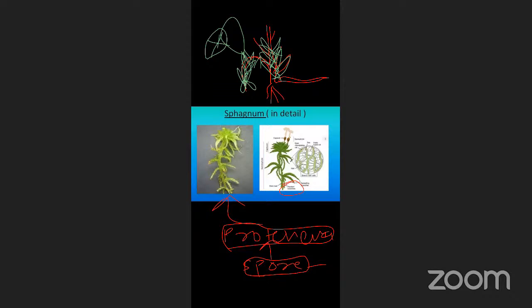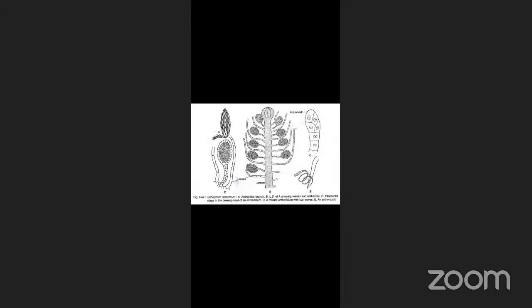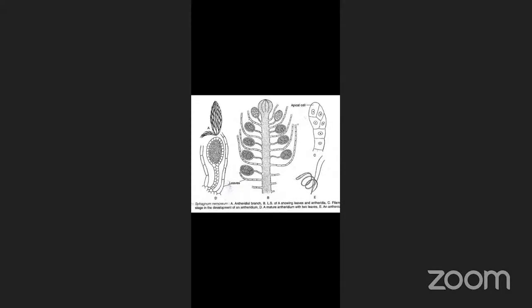Don't explain about sporophyte first. So far, antheridium structure and archegonia are completed, and fertilization also. Instead of sporophyte, here a sporogonium is there. Are you able to see this diagram?